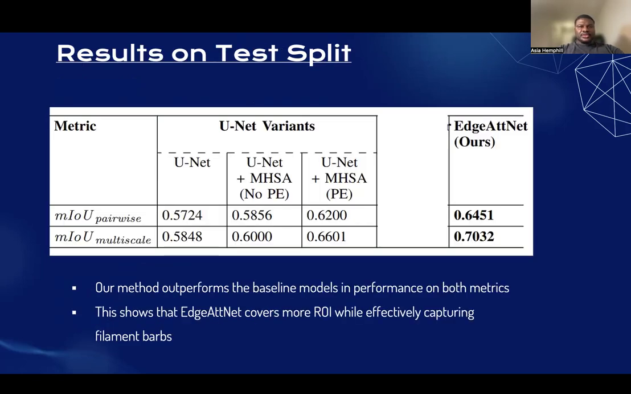Now I'll discuss the result on the test split. This table shows the results we've gotten from our model. As can be seen, our model EdgeAttNet outperforms the baselines by having a mean IOU pairwise of 0.6451 and a mean IOU multi-scale of 0.7032. This tells us that our model captures more region of interest while also preserving barb fidelity as compared to the baselines.